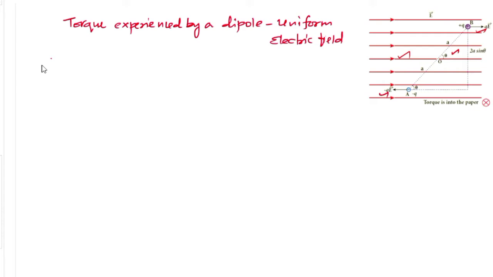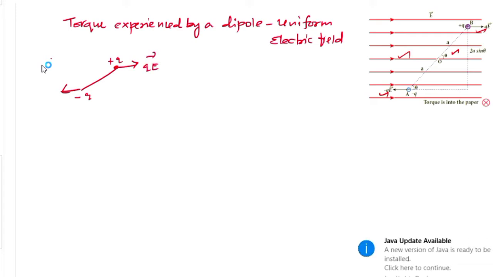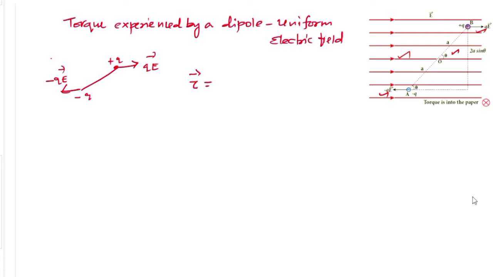So there are two forces, one on this side and another on this side. Here positive charge, here negative charge. The force will be QE here, and here the force is minus QE vector. You know very well, when two equal and opposite forces act at two different points, they constitute a torque. So the torque in vector representation can be written as follows. The diagram will carry 1 mark, and with the explanation, this expression is a very important expression.